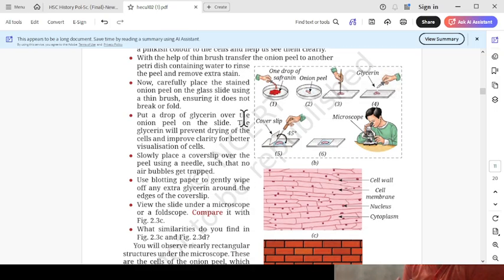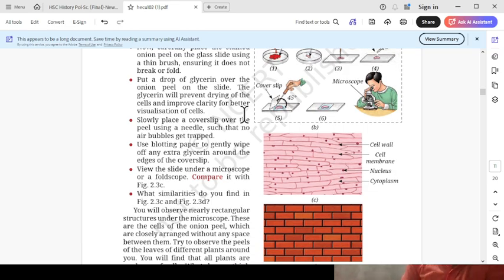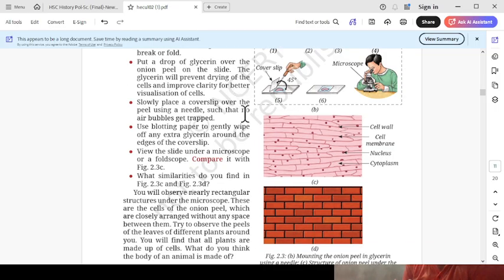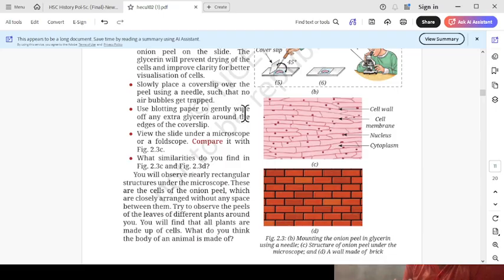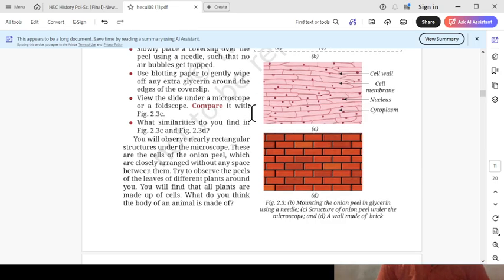Now carefully place the stained onion peel on the glass slide using a thin brush, ensuring it does not break or fold. Put a drop of glycerin over the onion peel on the slide, and the glycerin will prevent the cells from drying and improve clarity for better visualization. Slowly place a cover slip over the peel using a needle such that no air bubbles get trapped. Then use blotting paper to gently wipe off any extra glycerin around the edges of the cover slip, and view the slide under the microscope, comparing with figure 2.3.